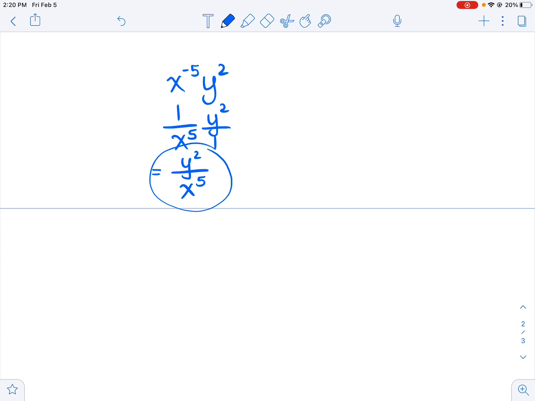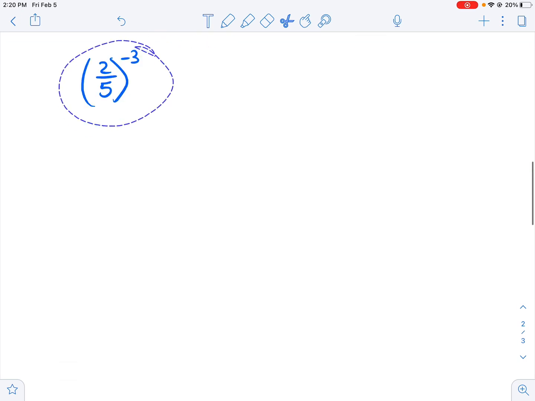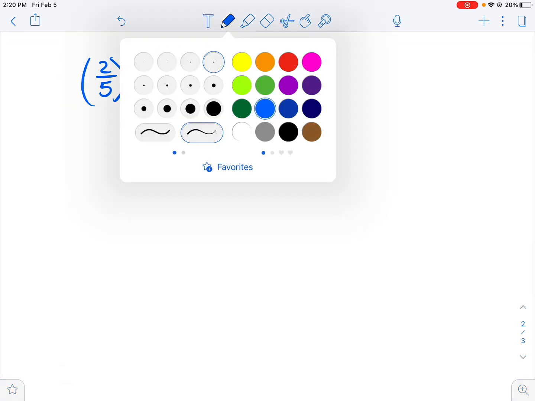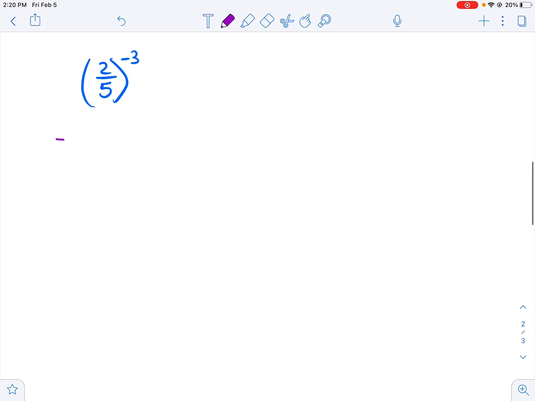What else? Okay, let's say you have a fraction. Let's say you have 2 over 5 to the power of negative 3. Okay, so the long way, the right way. Let's just move that down here, we need some space. We're going to do the same thing: it's like this is over 1, so we're going to flip it. We're going to make it 1 over 2 over 5 to the power of now positive 3.